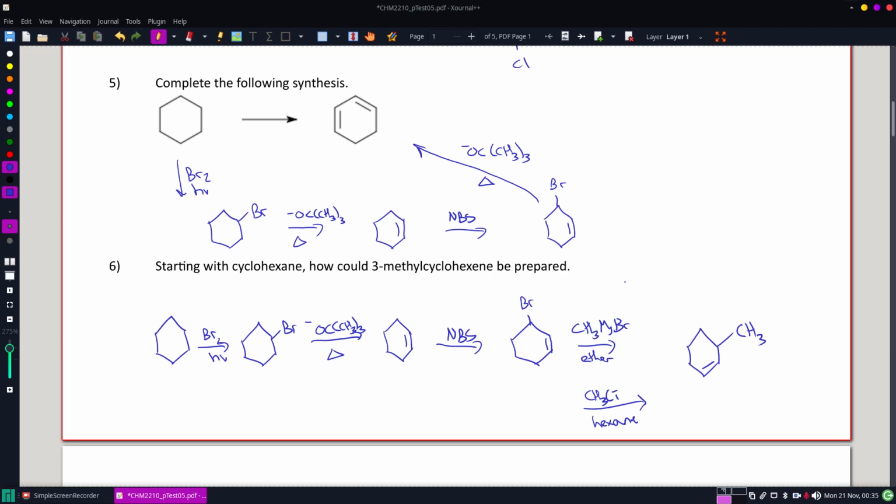Now, this step right here might be in a chapter that is skipped the semester you took this class. So that is something we'll be adding in Orgo 2. And if that's the case, if you haven't seen an organometallic chapter yet, I'd probably stop right there on this particular problem.